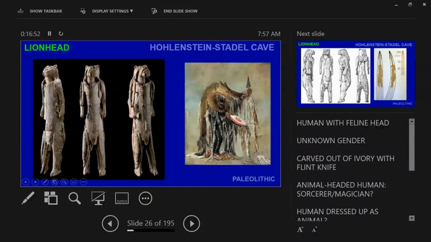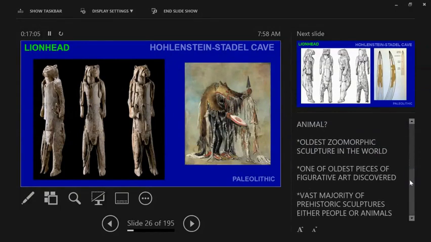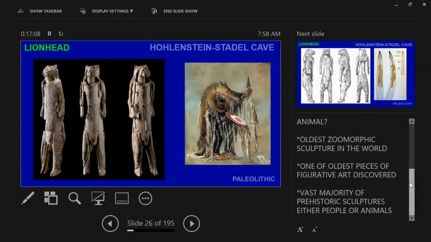And so they wonder if this animal headed human is a sorcerer or a magician, or is it a human dressed up as an animal? But this is the oldest zoomorphic sculpture in the world. Zoo means animal, morph means change. And it's one of the oldest pieces of figurative art discovered.